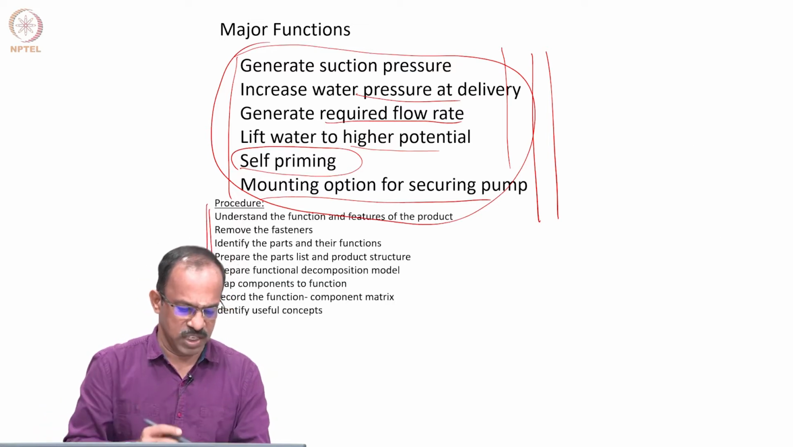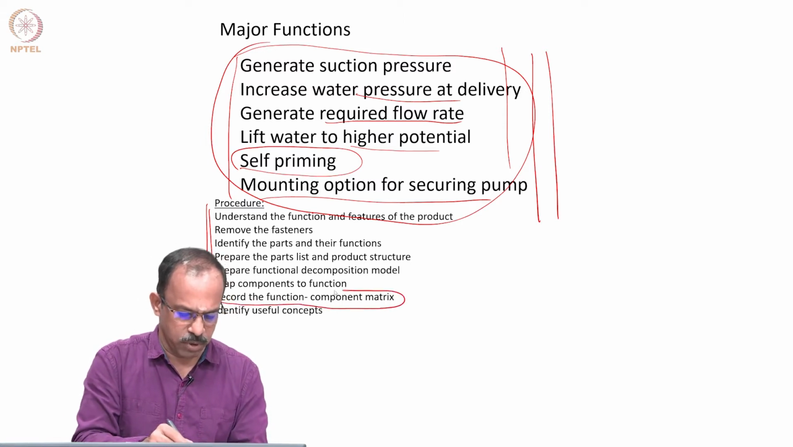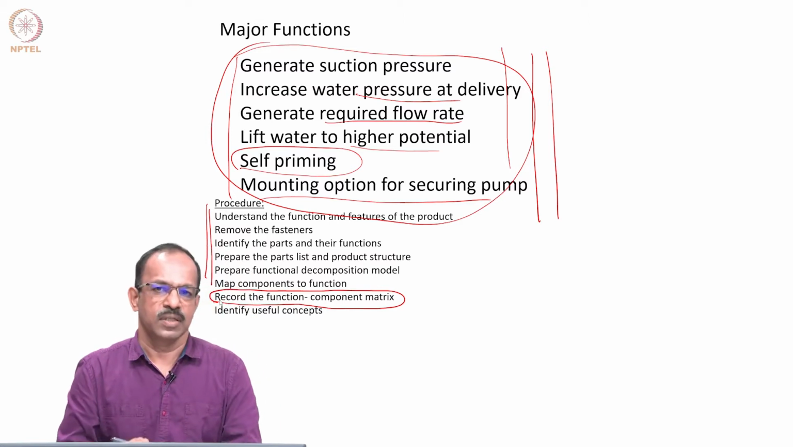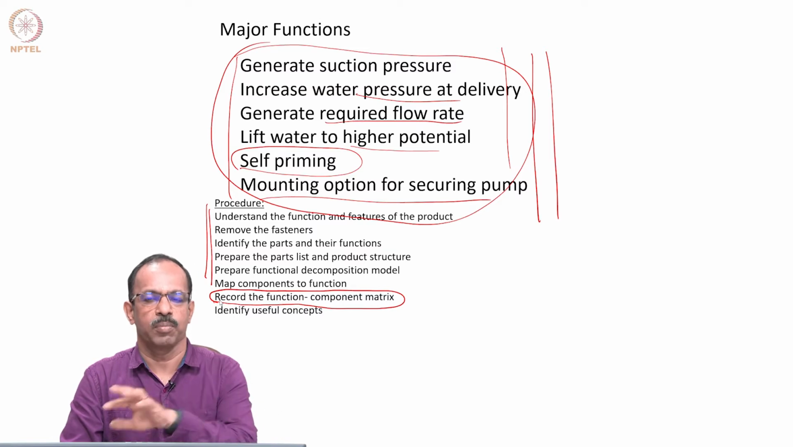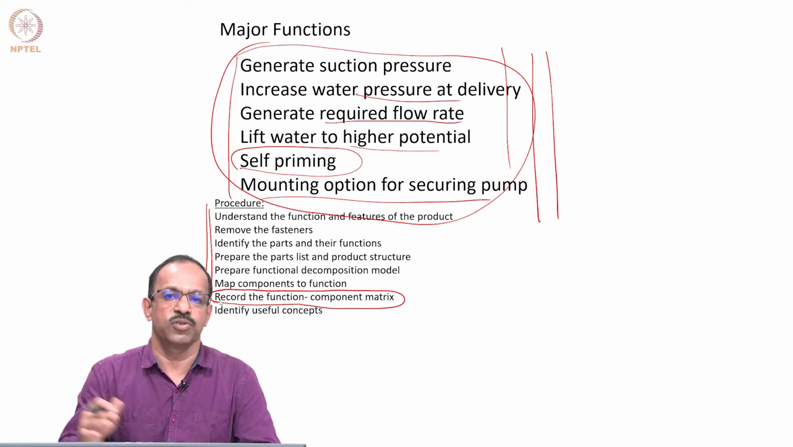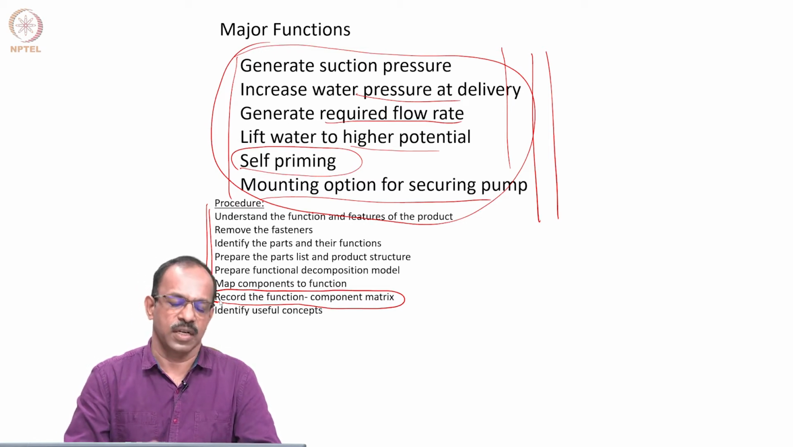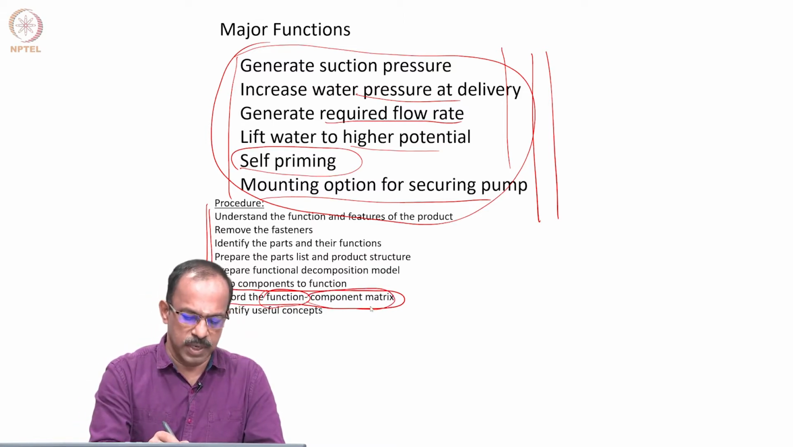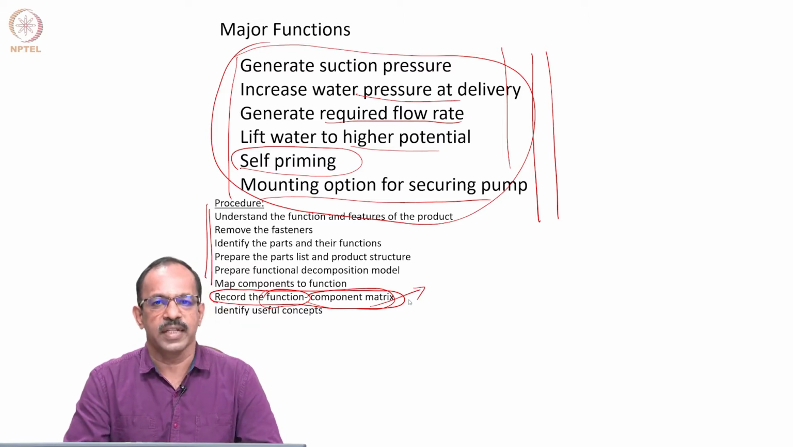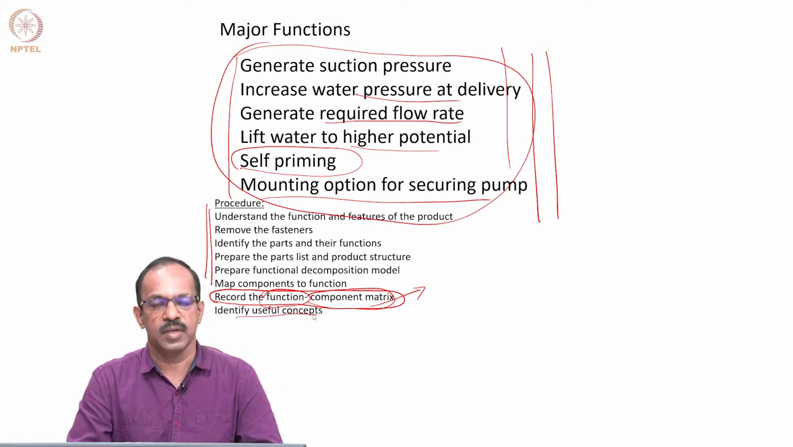Most of the initial procedure remains the same, and then what you need to do is write a function to component matrix. Now this you might have done earlier also. Earlier what we used to do was map part to component, part to function, and here you can do that with function and component in the same way. You can look at the function and see which component is providing that function, and then you will see that a particular concept is employed in order to get that particular function. So that is where you identify the concept employed for achieving that function.